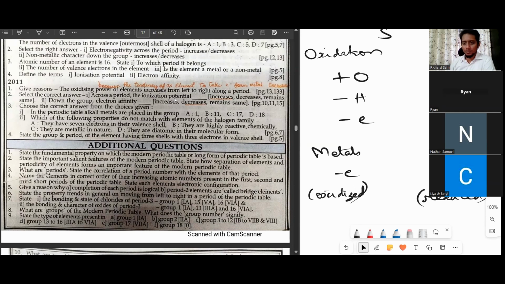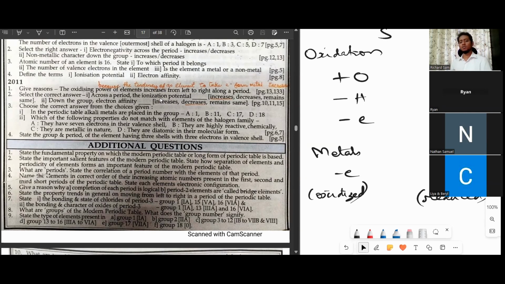What happens to metalloids? Do metalloids get oxidized? Metalloids also could get oxidized. Silicon can join with oxygen to form silicon dioxide. Yeah, everything can get oxidized. But metals can get oxidized more, non-metals less, and metalloids obviously in between.